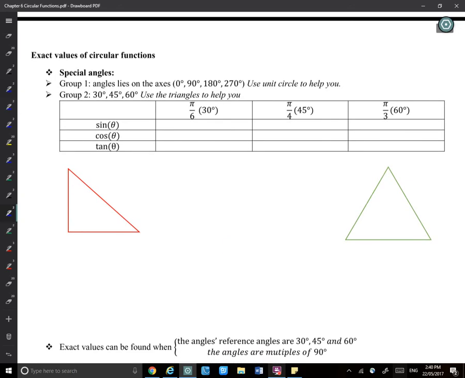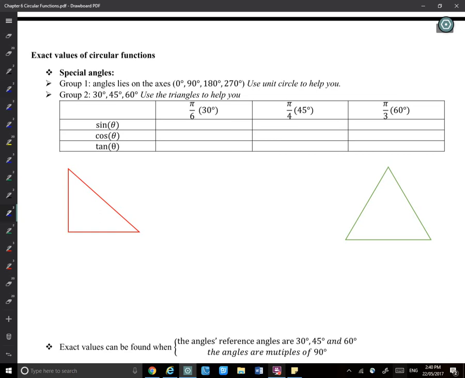Okay, exact values, special angles. As I said, group 1 special angles will be those angles that are multiples of pi over 2, so multiples of 90 degrees. Those angles lie on the x-axis or y-axis. And now there's another type of angles with reference angle 30, 45, and 60 degrees.